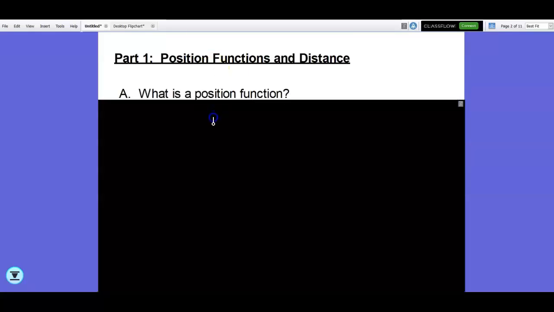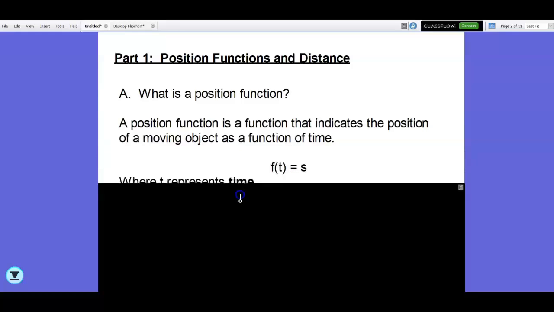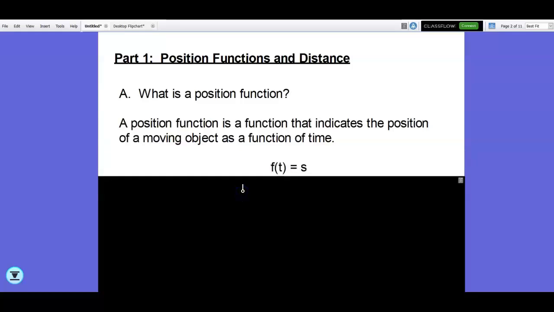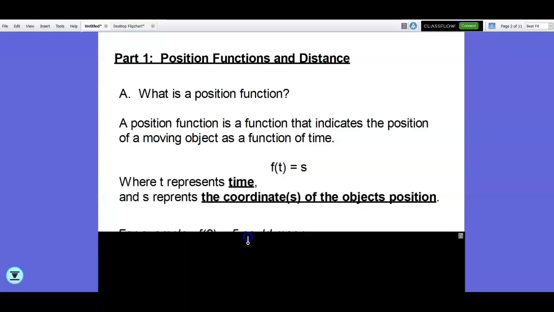All right, so let's take a look at our first thing here. What is a position function? A position function is a function that indicates the position of a moving object as a function of time. Often we use these letters here, f of t equals s. T represents the time, and s represents the coordinates of the object's position.